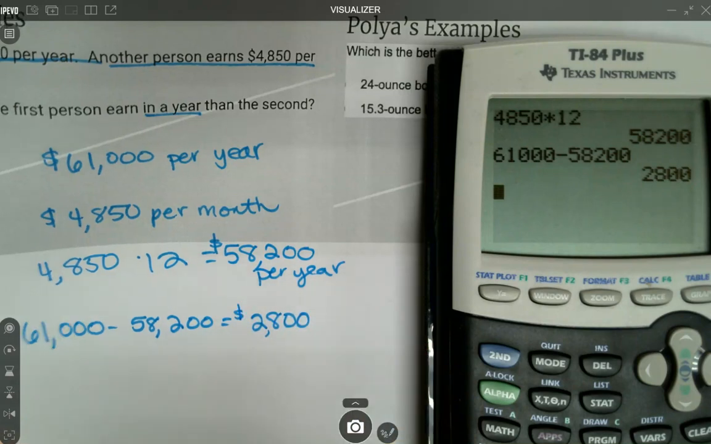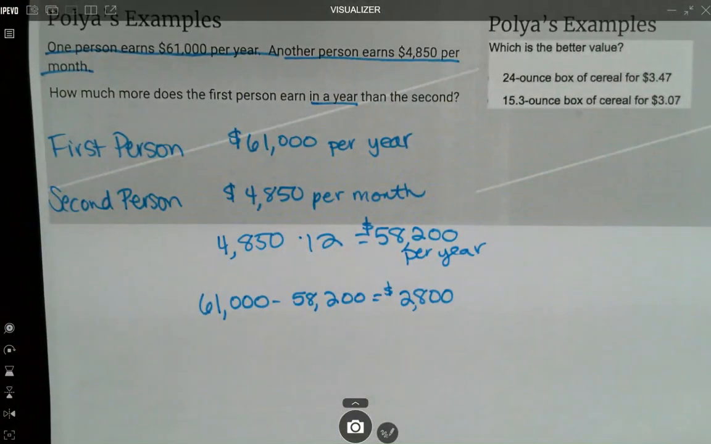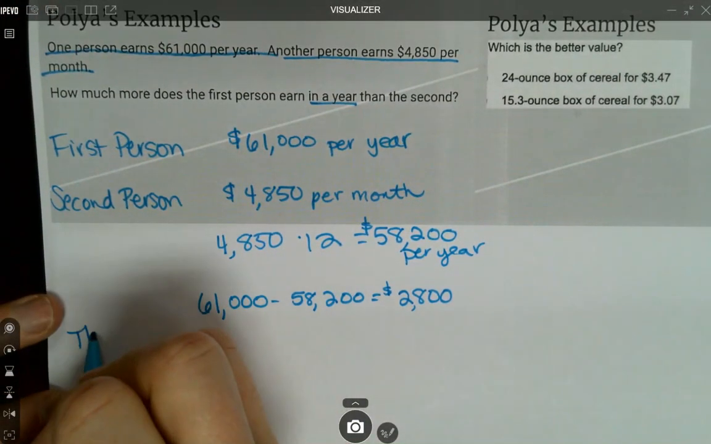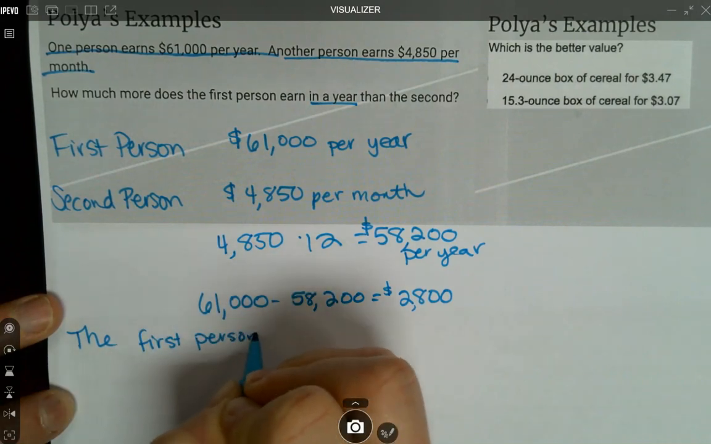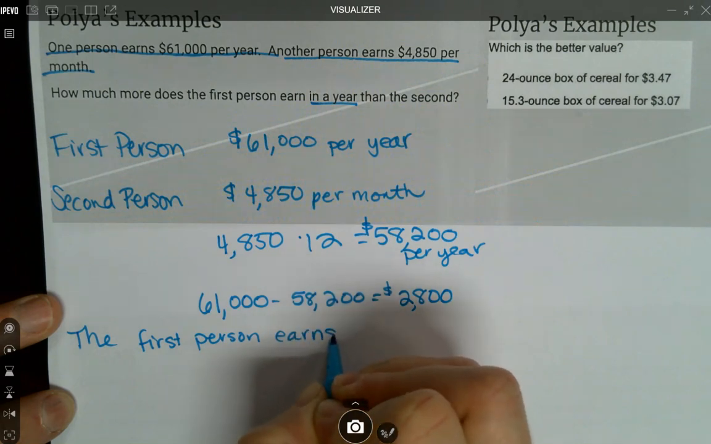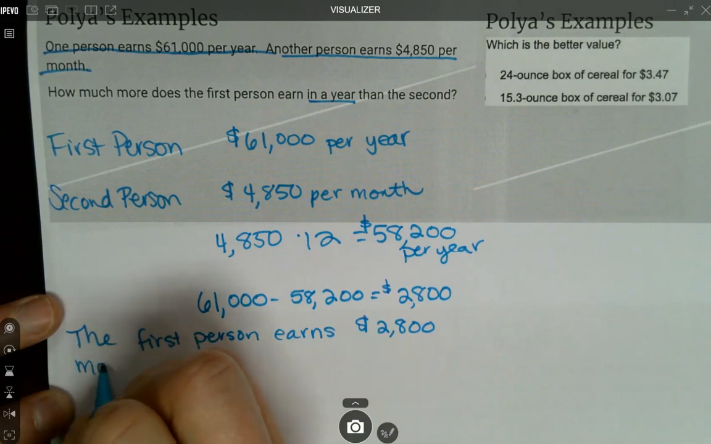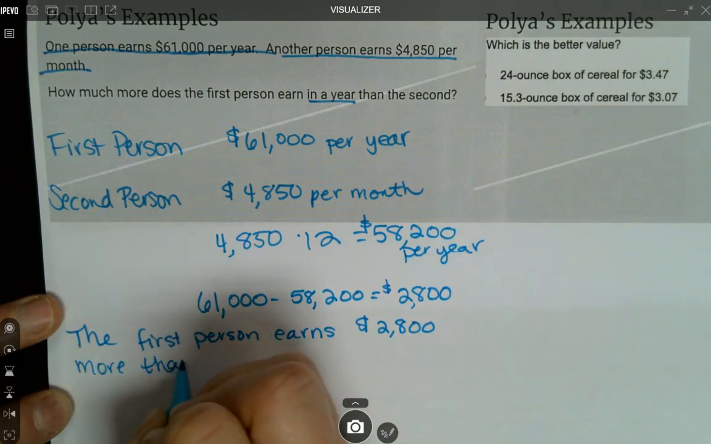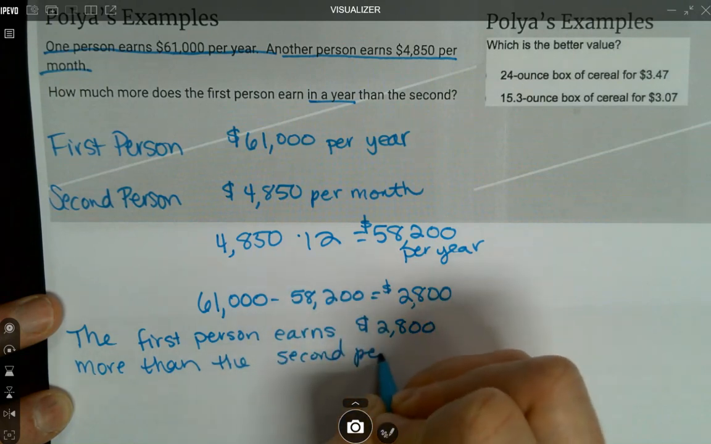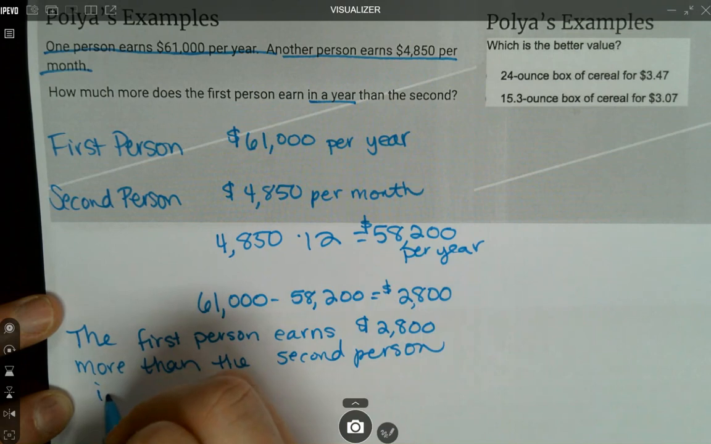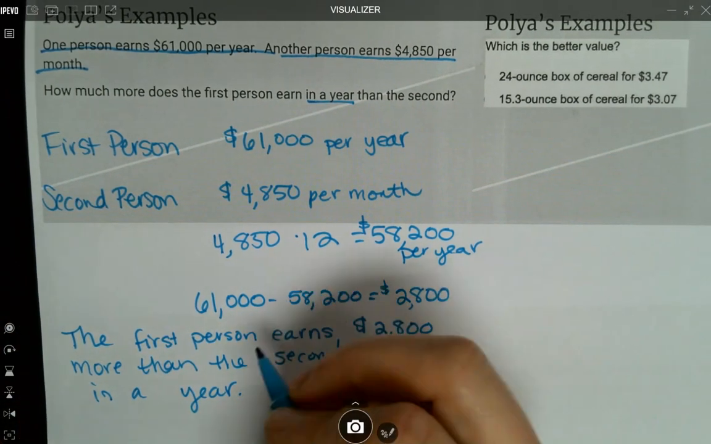So then we need to answer our question in words. So it says, how much more does the first person earn in a year than the second? The first person earns $2,800 more than the second person in a year. Okay.